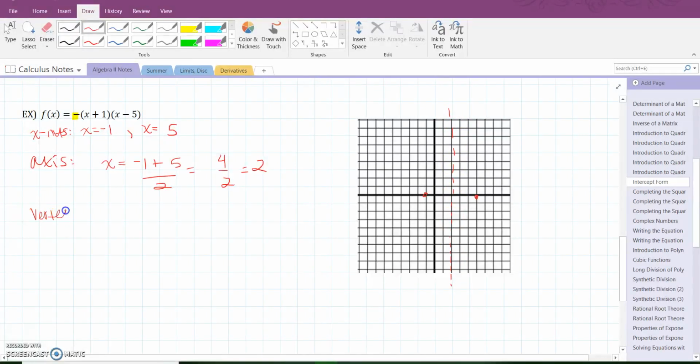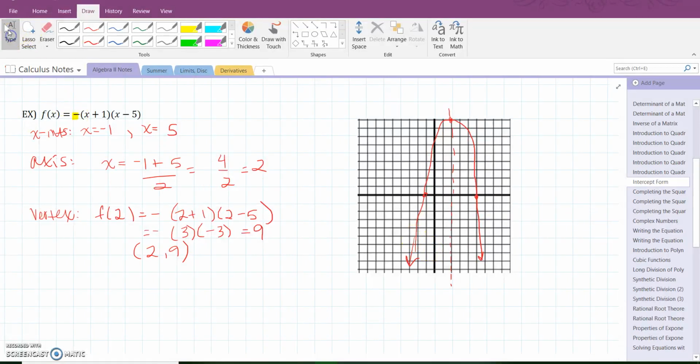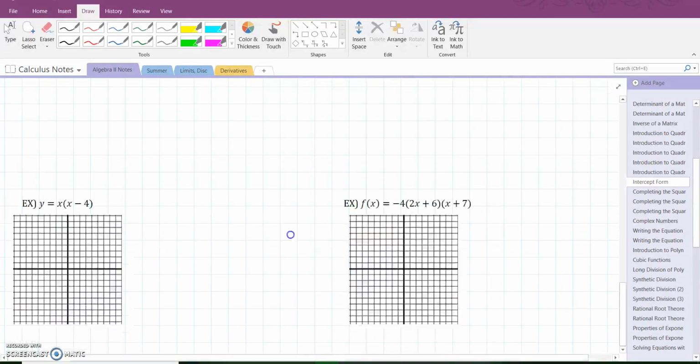My vertex, I'm going to evaluate the function at 2. So some function notation there. All right, let's get this y value. That's 3 times negative 3, so positive 9. Okay, 2 comma 9. So on here, 1, 2, 3, 4, 5, 6, 7, 8, 9. And if I connect these, I get a parabola, opening down. Hopefully yours turns out a little bit smoother than mine. There we go.